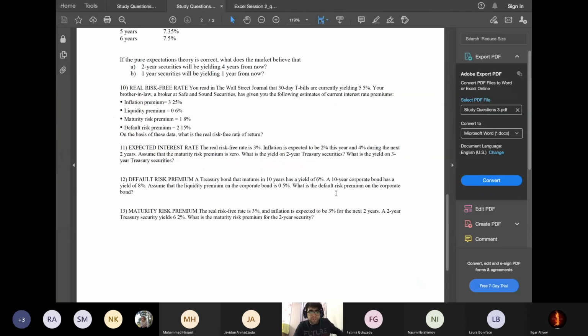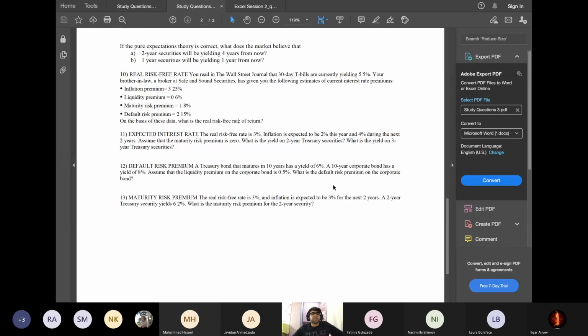And the last question. Maturity risk premium. The real risk-free rate is 3%. Inflation is expected to be 3% for the next 2 years. A 2-year security yields 6.2%. What is maturity risk premium for 2-year security? So R is equal to risk-free rate 3% plus inflation. Inflation is expected to be 3% for the next 2 years.